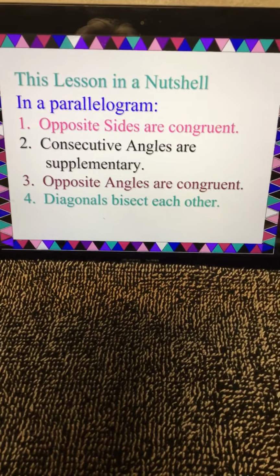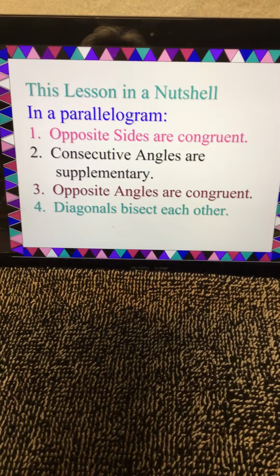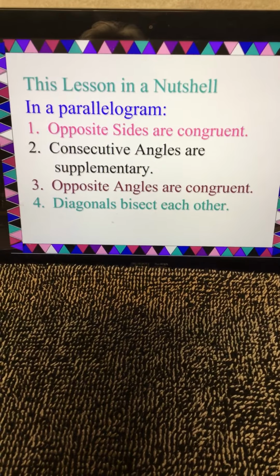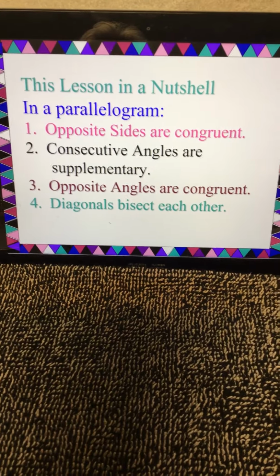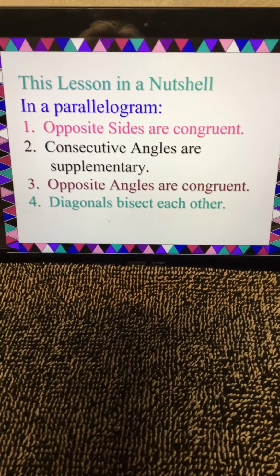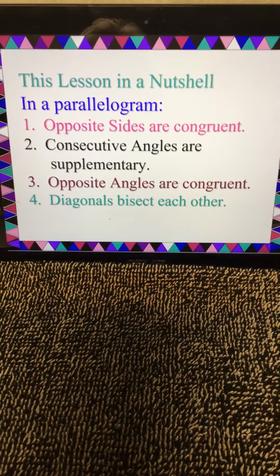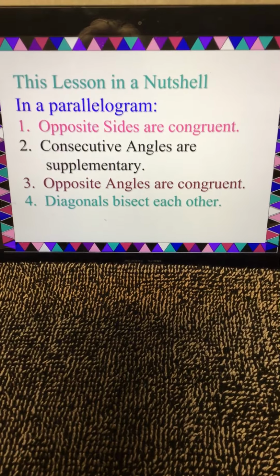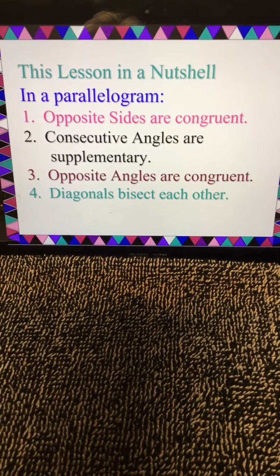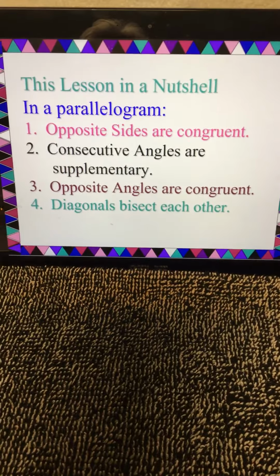Your assignment for today is to complete Reteaching 6.2 Properties of Parallelograms. The first page of the reteaching are examples of how to apply these theorems, pretty much what we've just done in this video. And then you have 15 questions to answer. You will be required to show your work in the margins of the paper, and make sure you do that if you want to get full credit for your work.